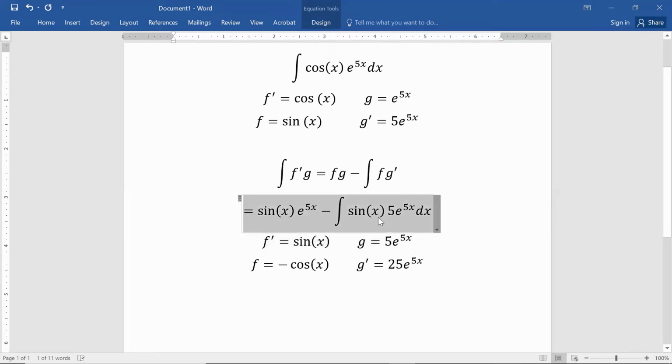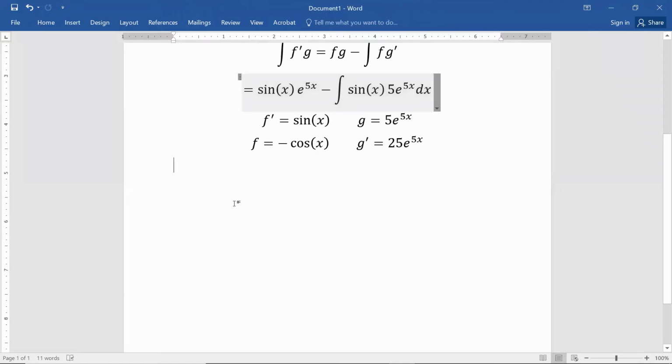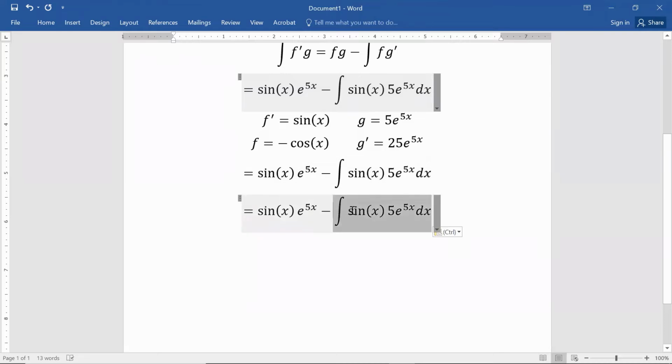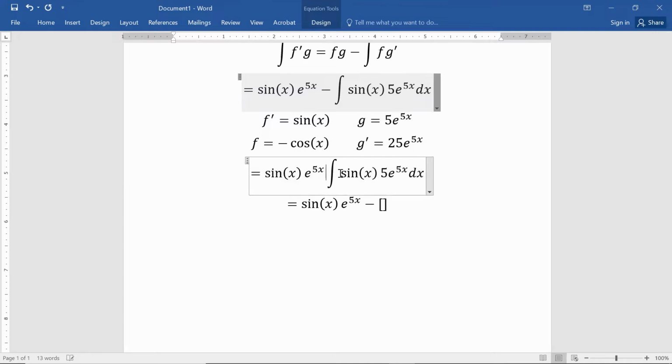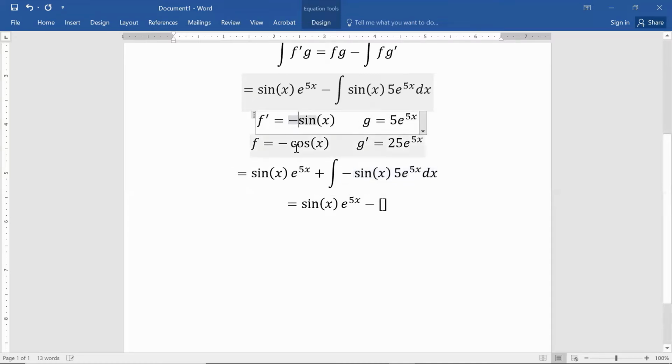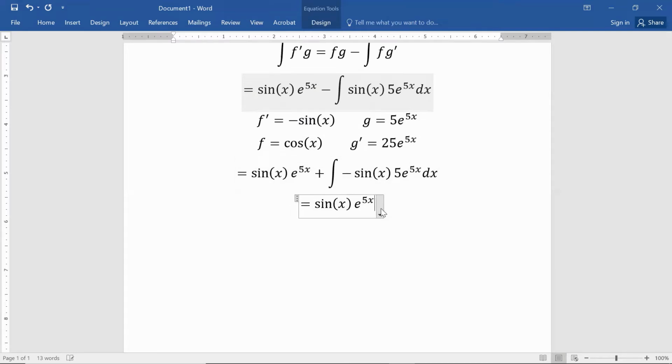That means this expression can be replaced with f times g. Now you got to be a little bit careful. I didn't distribute my minus sign in. Probably would have been easier to distribute my minus sign in. Let me do it that way and call that negative sine. And then the antiderivative of negative sine is positive cosine. That's a little bit easier to deal with.